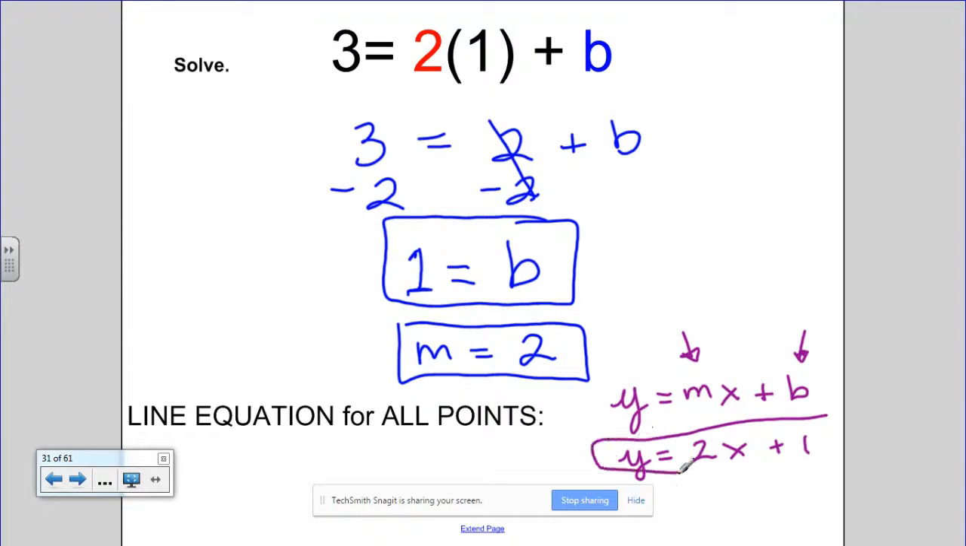Now let's see if that works for both of our points. Remember, our points were (1, 3) and (3, 7). Let's check it out. 1 times 2 is 2, plus 1 is 3. Checks out for that one. 2 times 3 is 6, plus 1 is 7. It checks out for that one as well. All right, and that'll do it for that particular example right there.